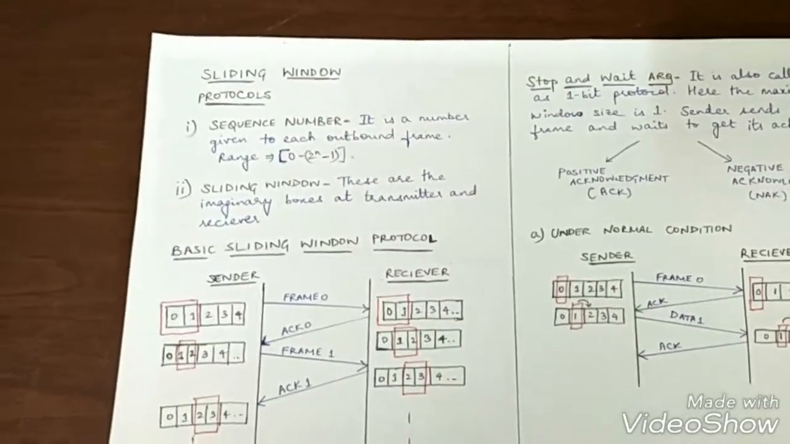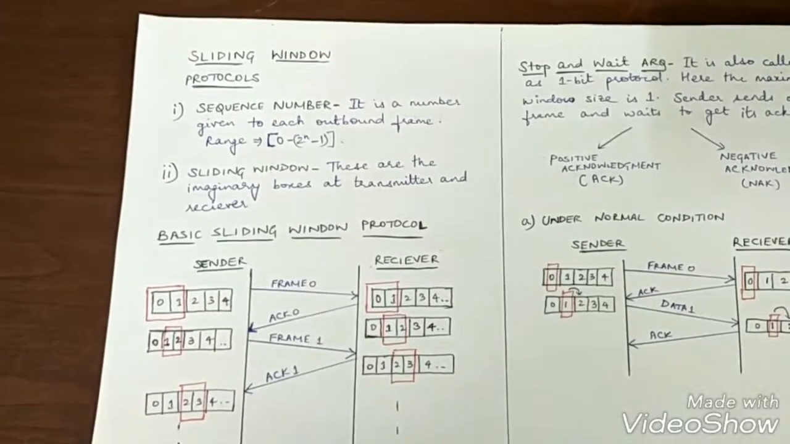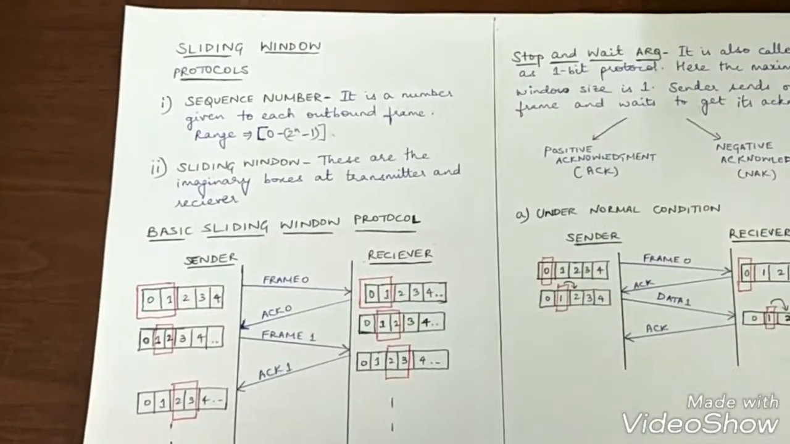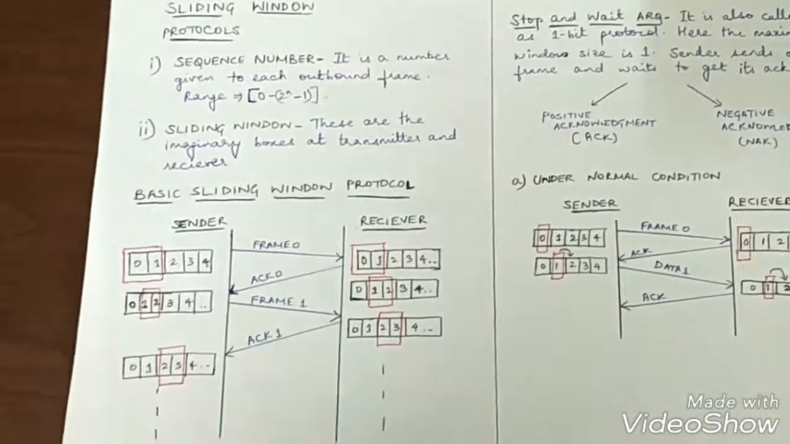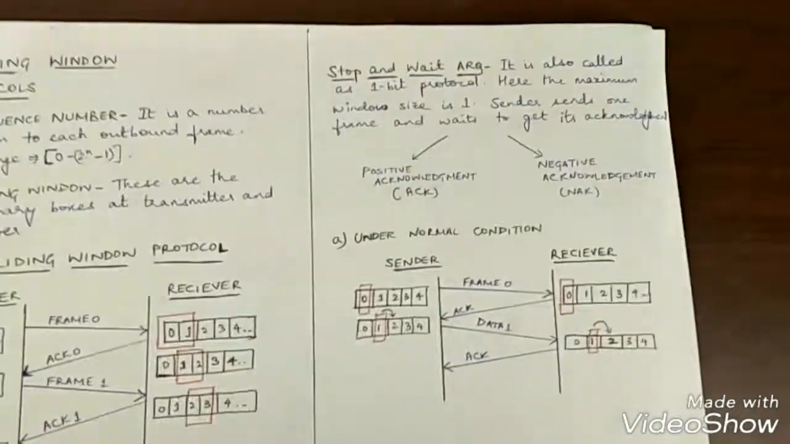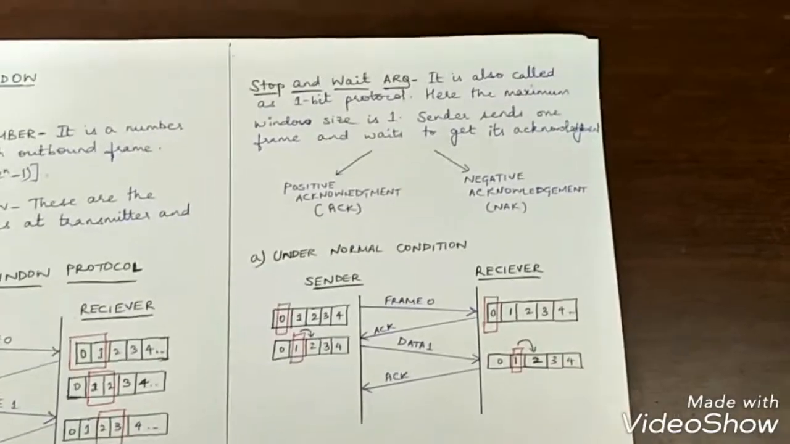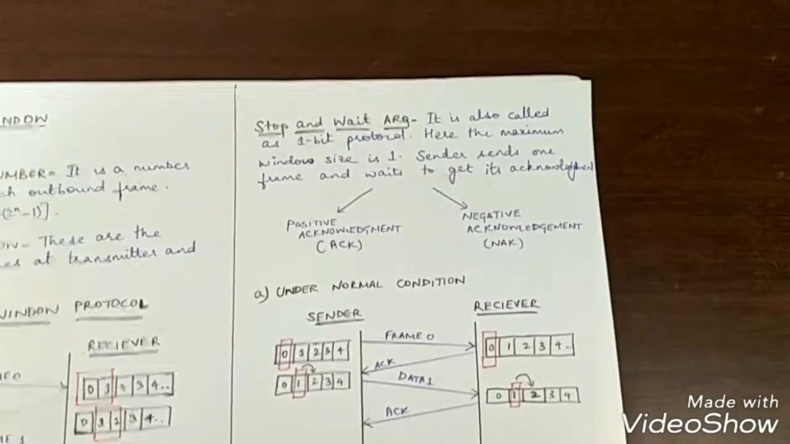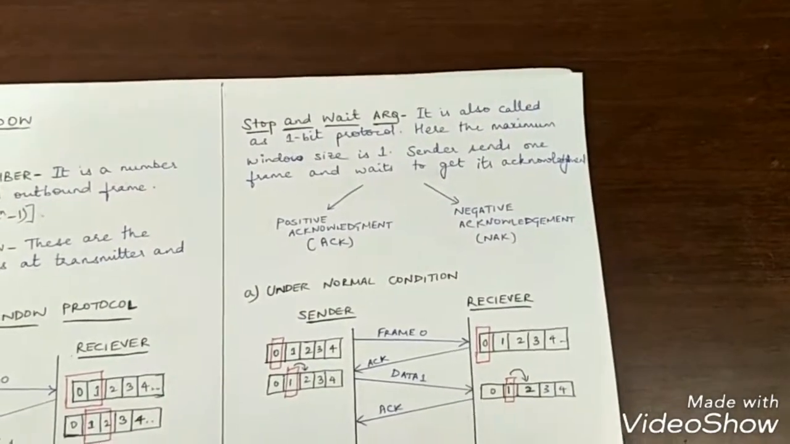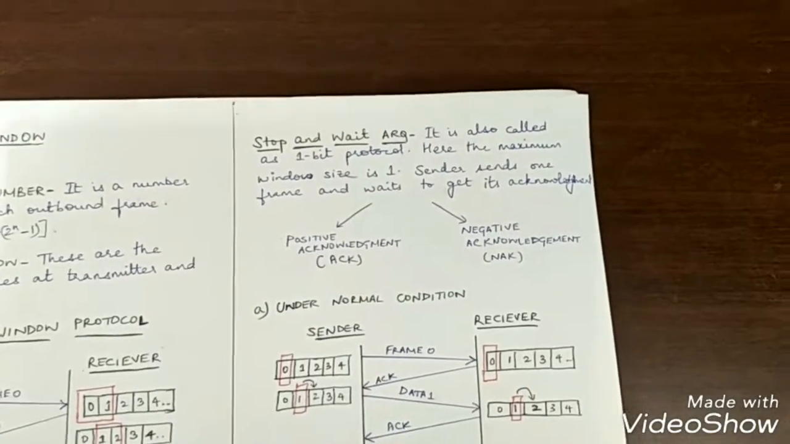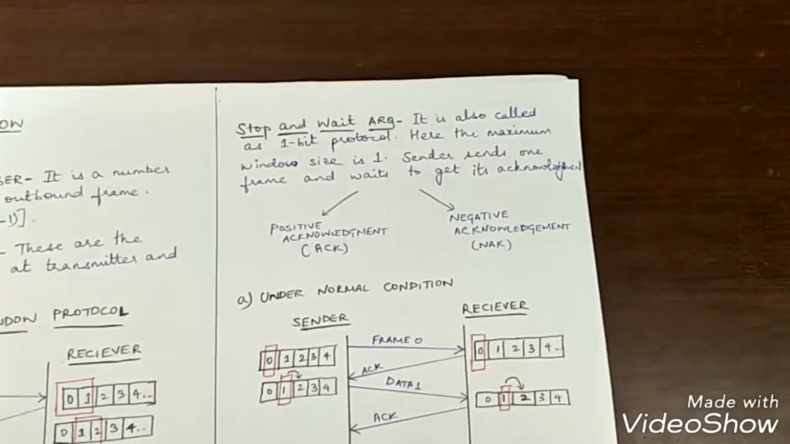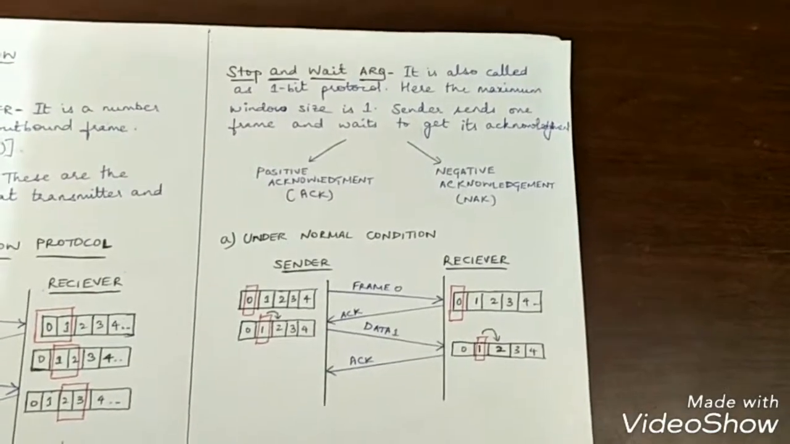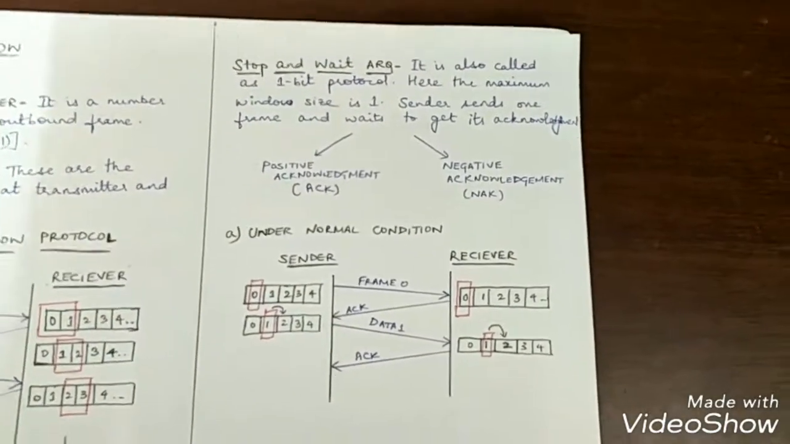Now there are different types of ARQ methods like stop and wait, and then we have the go back N and selective repeat. The main difference between these types is the size of the window. Now if I say that the size of sender's window and the size of receiver window is 1, then it is known as stop and wait ARQ. So this is the reason that it is also called a 1-bit protocol, because it processes 1 bit at a time. Either you can send 1 bit or you can receive 1 bit. So here the maximum window size is 1.